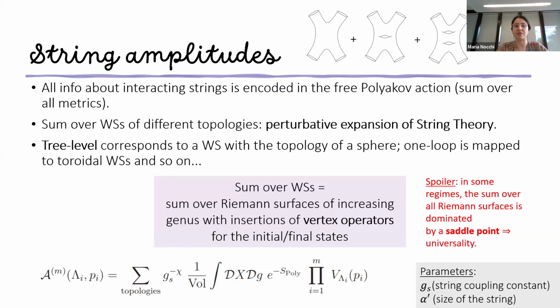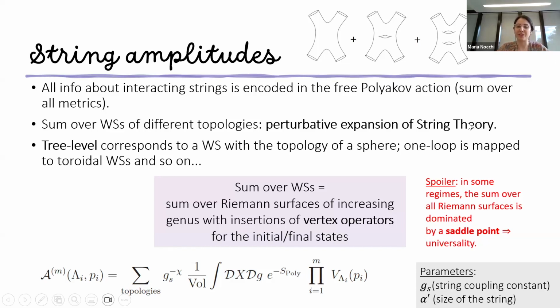So in flat space, you have this nice perturbative expansion that I was mentioning at the beginning. You sum over worldsheets of different topologies, and that gives you the perturbative expansion. So tree level corresponds to a worldsheet with the topology of a sphere, one loop to a torus, and so on. The important thing here is that the sum over worldsheets is a sum over Riemann surfaces of increasing genus with insertions of vertex operators.